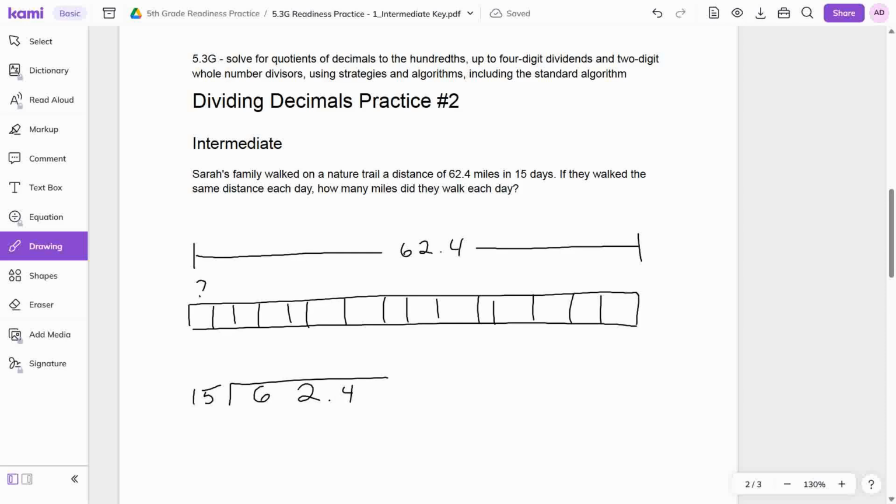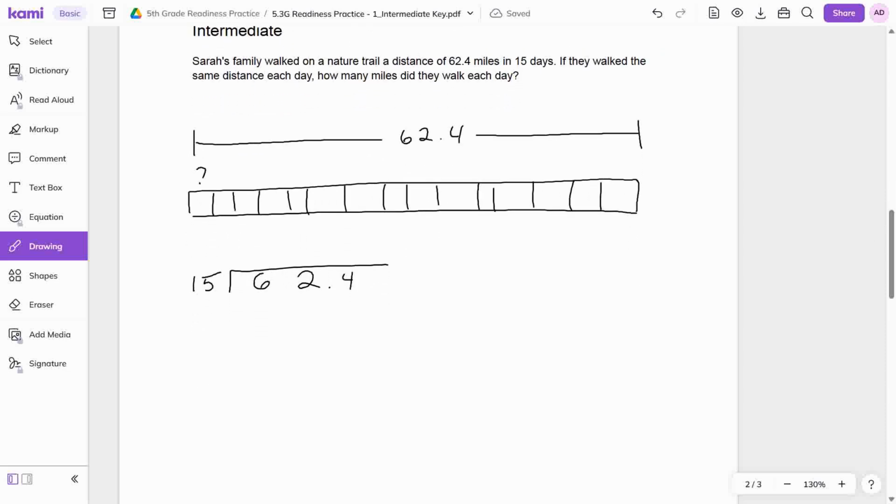We need to make sure there are no decimals in the divisor. If so, we need to multiply both dividend and divisor by 10 or 100 to get it out of there. There is no decimal in the divisor, and we can go ahead and put our decimal straight up on our quotient bar. So 15 goes into 62. We're going to start from the left, and it's going to go in 4 times because 15 times 4 is 60, and that leaves 2. And now that we've put the decimal up on the quotient bar, that's all we need to do with the decimal. We don't need to do anything else with it, so we basically ignore it.